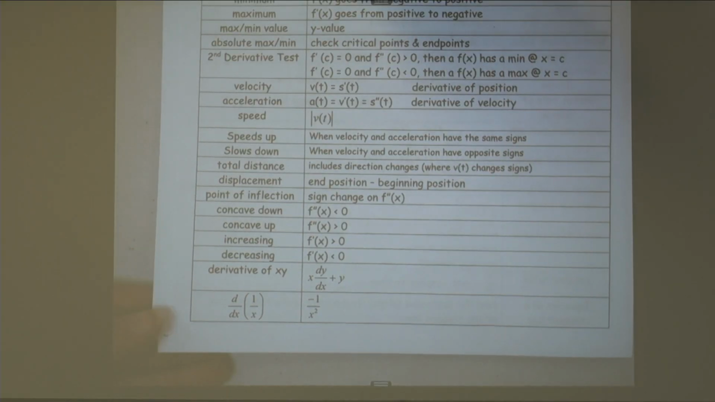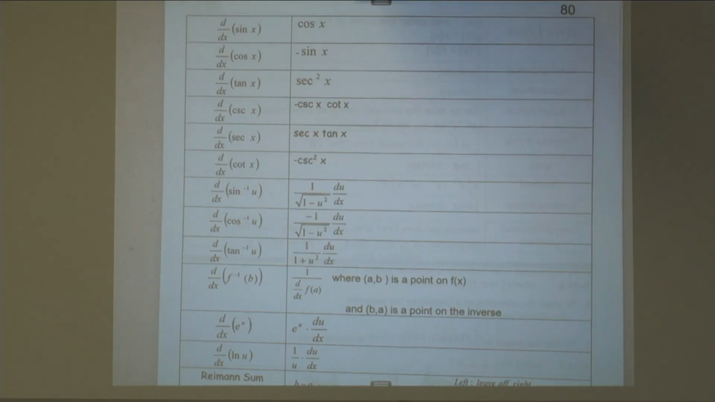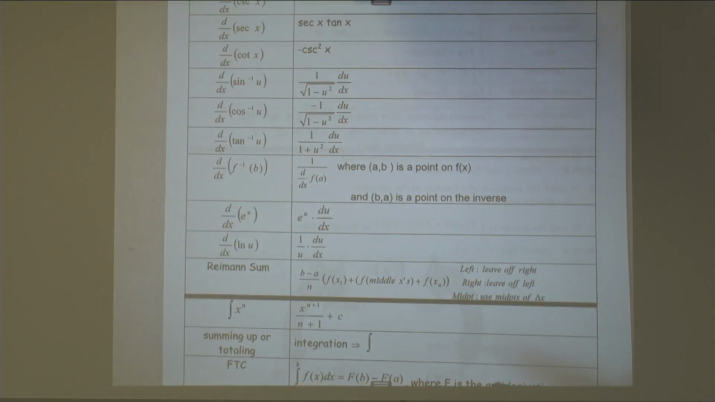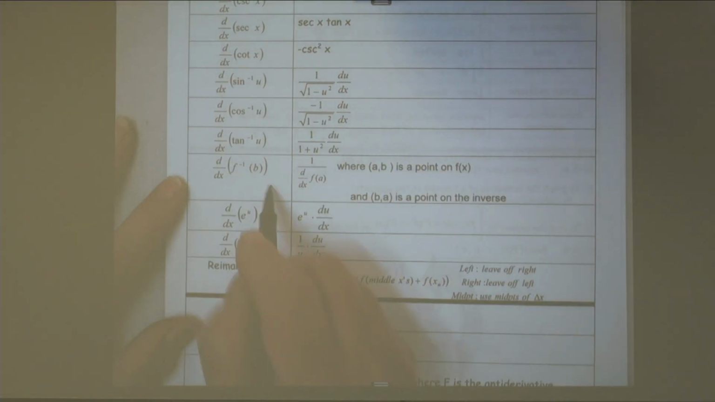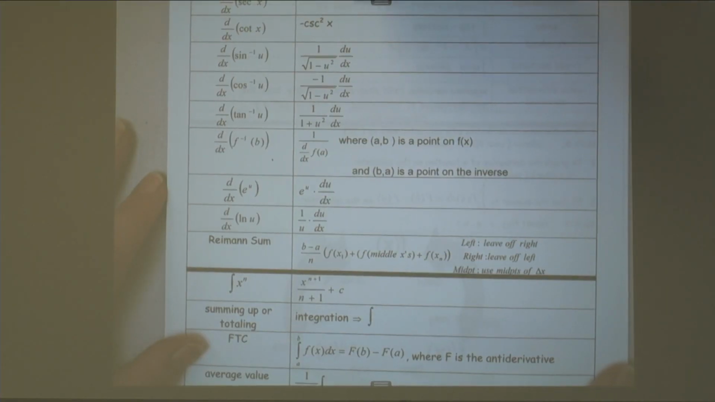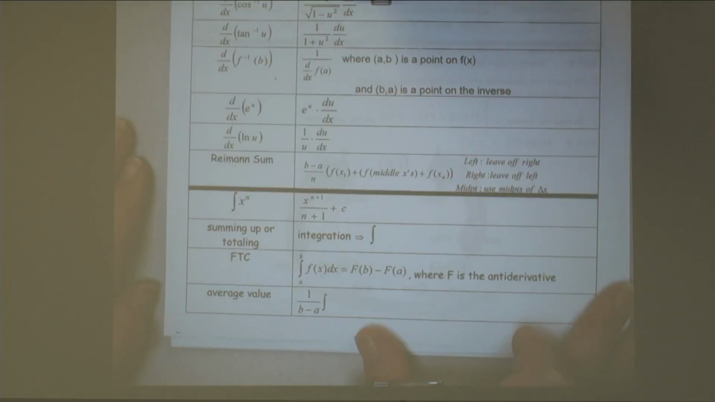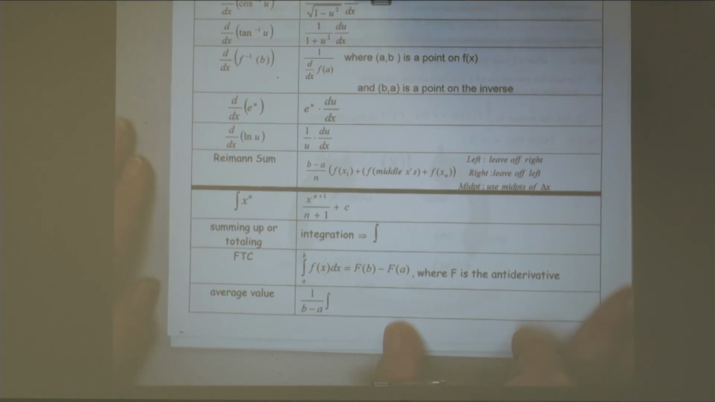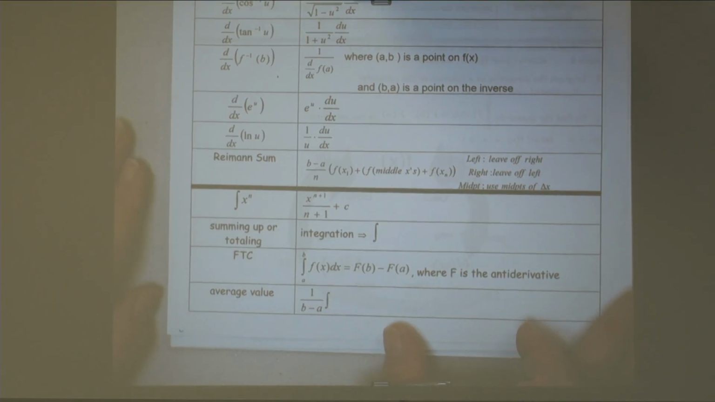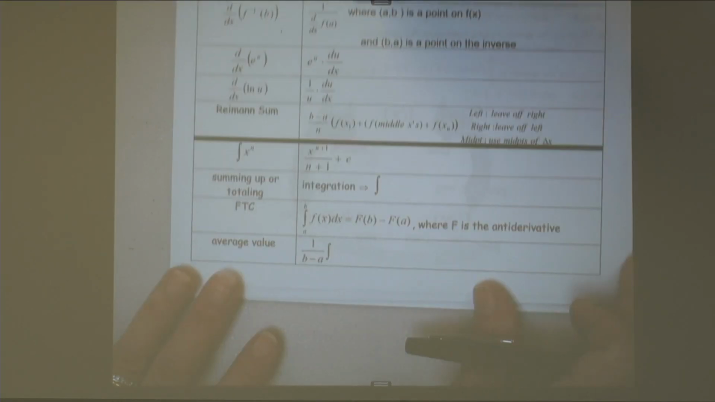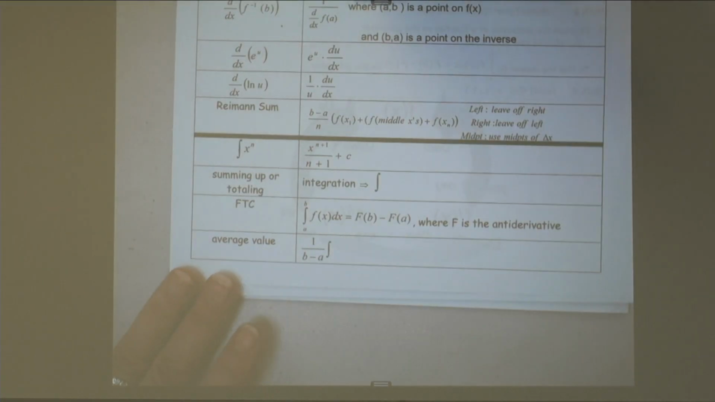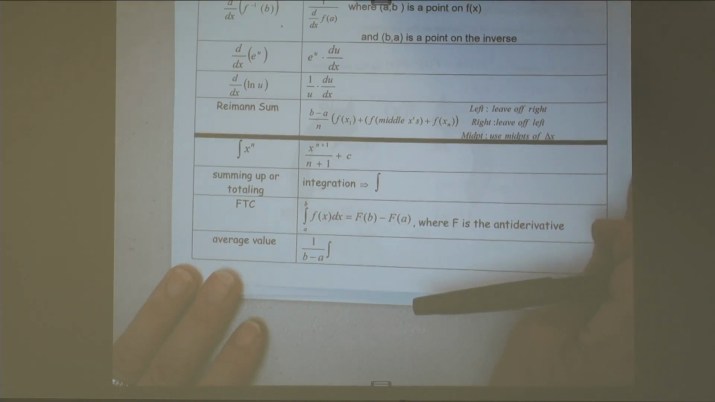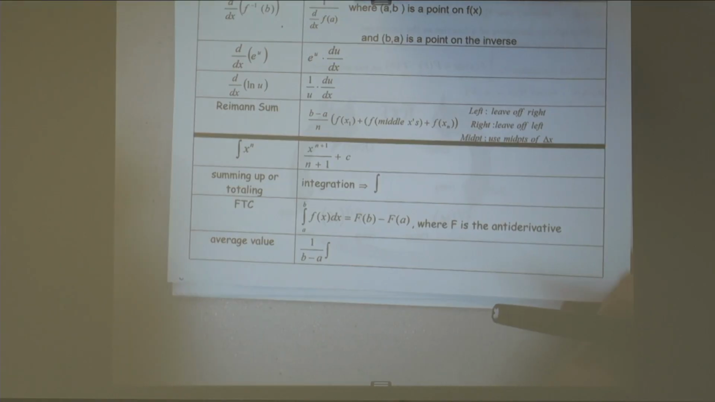Derivatives. First d second, second d first. Then it goes on to your trig derivatives. Easy enough. The derivative of the inverse, that always fuzzes us up, so be sure you study that. Derivative of e to the u, Riemann sums, left, right, or midpoints. Integration, x to the n, the summation bar, which is your integral, FTC, average value, again, don't forget that.